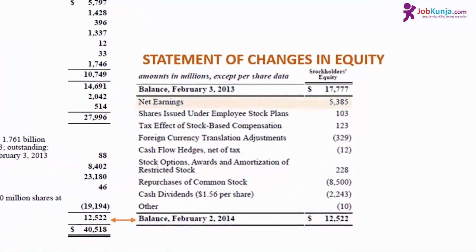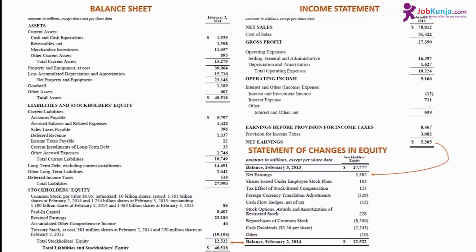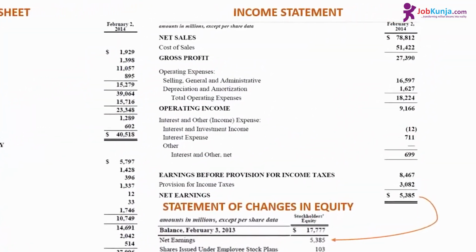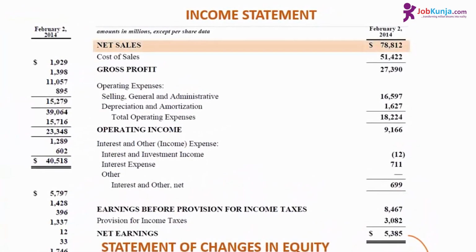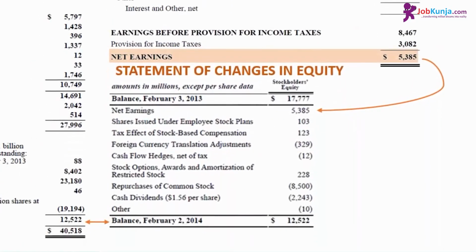The first line says net earnings. Aha! We know where this comes from. This comes from the income statement. The Home Depot has about $79 billion in sales, which is a credit in the accounting system, and generated positive income and positive increase in equity of $5.4 billion. That's one heck of a big credit. So that explains a big part of the change in the equity.